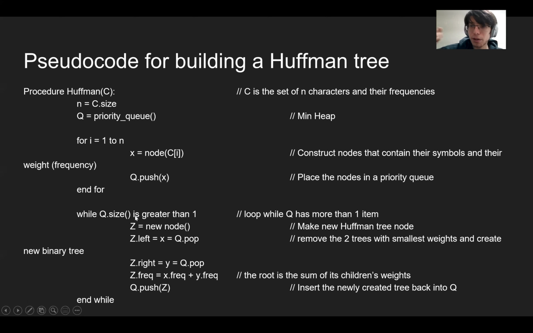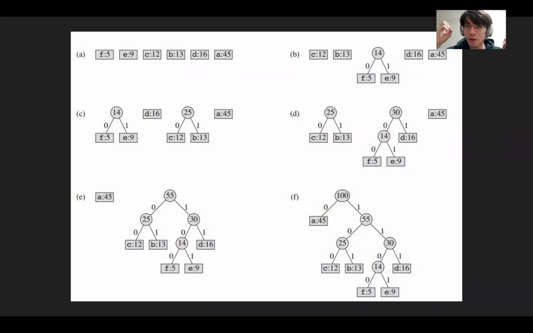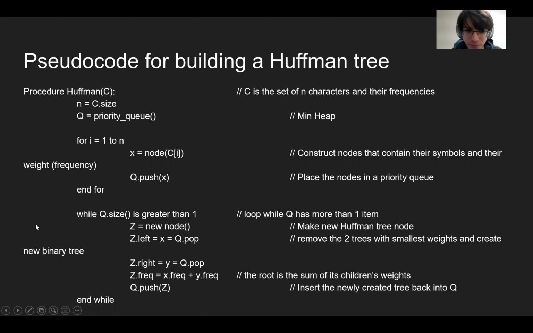And then remember, each time we go through, we should remove 1 from the size of the queue, because we're taking 2 things out, but putting 1 thing back in. So every time the queue should go down by 1 in size. So while it's greater than 1, once it's 1, we've built the whole tree.